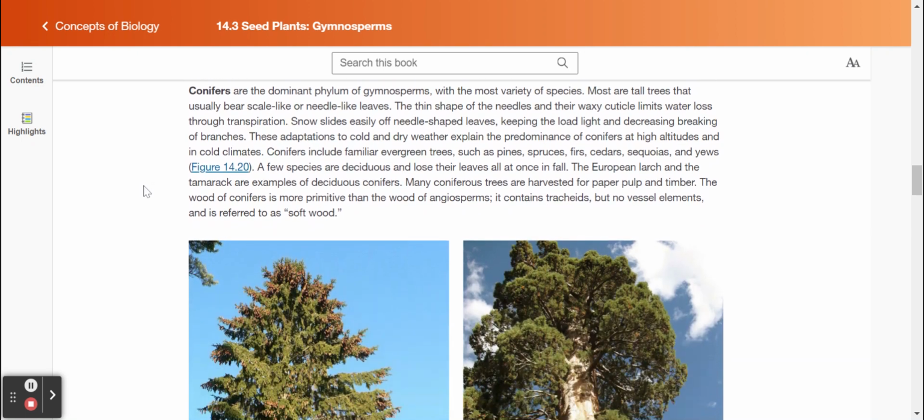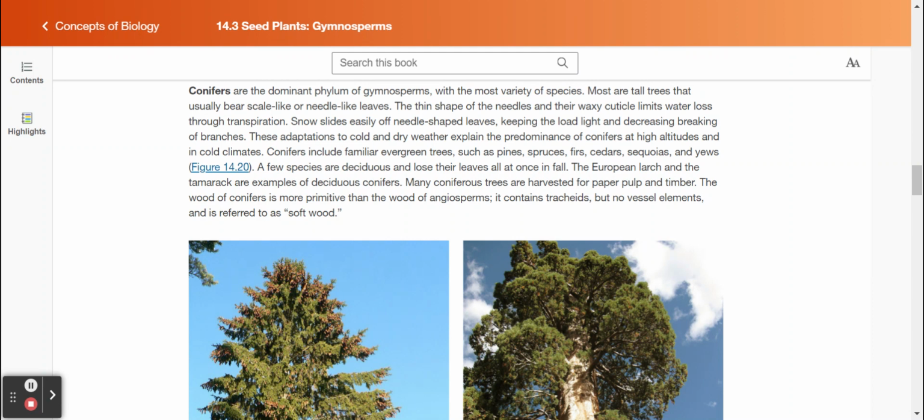Conifers. Conifers are the dominant phylum of gymnosperms, with the most variety of species. Most are tall trees that usually bear scale-like or needle-like leaves. The thin shape of the needles and their waxy cuticle limits water loss through transpiration. Snow slides easily off needle-shaped leaves, keeping the load light and decreasing breaking of branches. These adaptations to cold and dry weather explain the predominance of conifers at high altitudes and in cold climates.